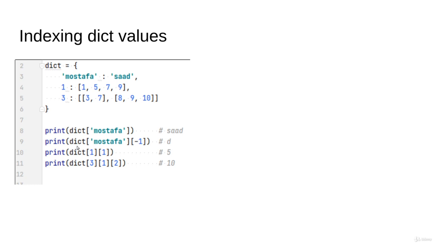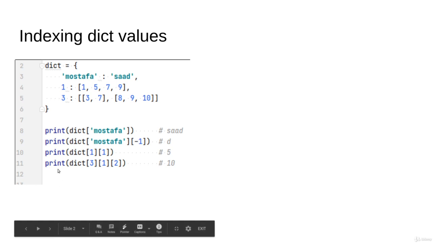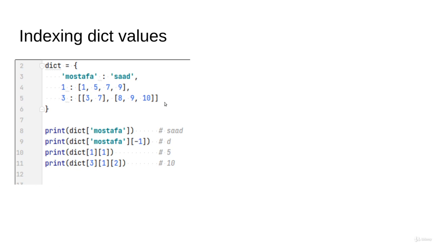If you wrote dictionary of Mustafa, then square brackets with -1, we get the last character here, which is D. Now dictionary of 1 will bring this list here, and then applying another index will get the second value here, which is 5. In a similar way, dictionary of 3 gets this list. Now using this list, dictionary of 1 gets this list. Now of 2 gets this value. So just follow it one by one to get the next object and apply the next indexing.